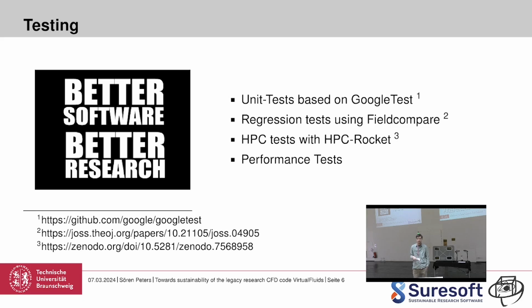We also have some HPC tests. We're utilizing a tool, HPC Rocket, which connects from the continuous integration pipeline to the HPC cluster using SSH, copying some data to the cluster, submitting the Slurm script, waiting for the results, and copying the results back to the CI pipeline. And yeah, so we have some HPC tests. They are usually executed every week, and some tests are only executed manually. And yeah, we also do some performance testing, but it's not very advanced.